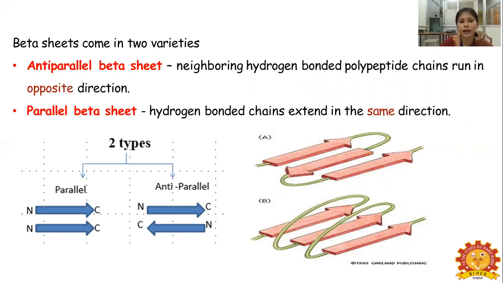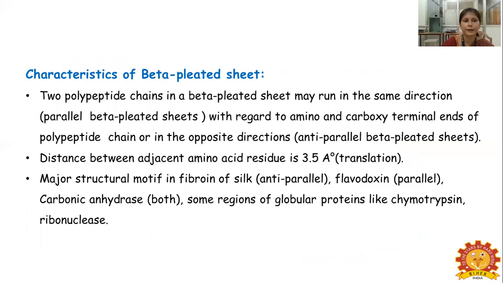But in the case of the anti-parallel, the N and C termini will be in opposite directions for the chain. So by that direction, we can say that it is anti-parallel. So what are the characteristics of beta pleated sheet?